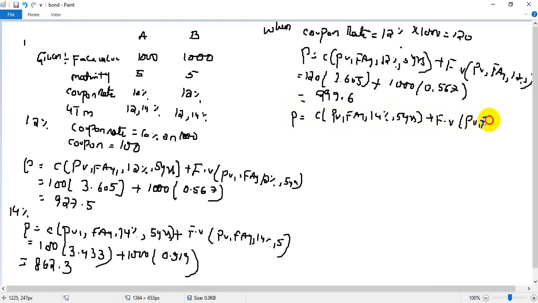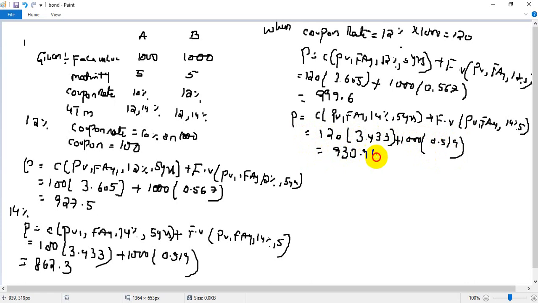Again you need to calculate 12% and 14%. PVIFA 14% 5 years. So here also if you calculate this, the table values will be the same, only your coupon amount will be changing. 3.433 plus 1000 into 0.519. If you multiply this, you will get 930.96. Multiply them and add them, you will get these values. Now we need to check the theorem that has been given. Write it in a place. YTM 12% and 14%.